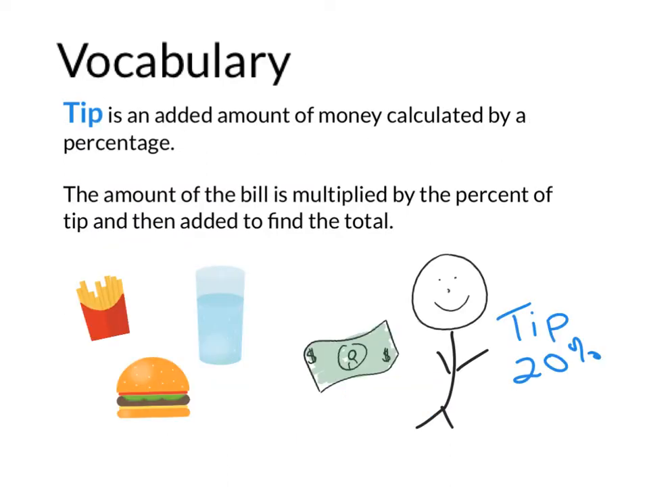Another word that we want to understand is tip. A tip is an added amount of money calculated by a percentage. The math algorithm is the amount of the bill multiplied by the percent of tip, and then added to find the total.